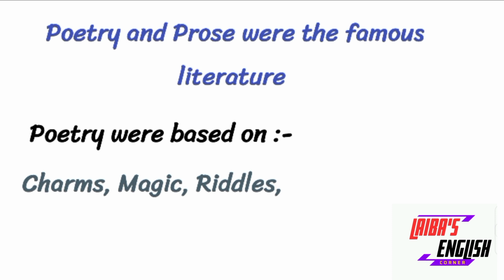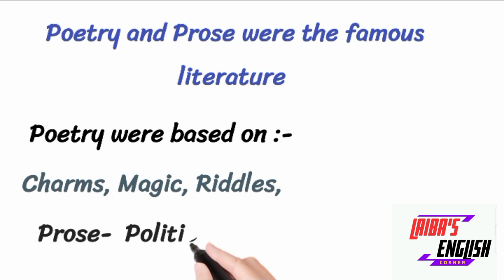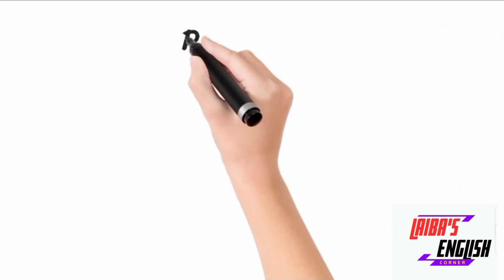And second is prose. Prose was the second genre of Old English, and prose was only limited to politics. So only two genres were there, poetry and prose. Poetry was more famous than prose, and they both were limited.